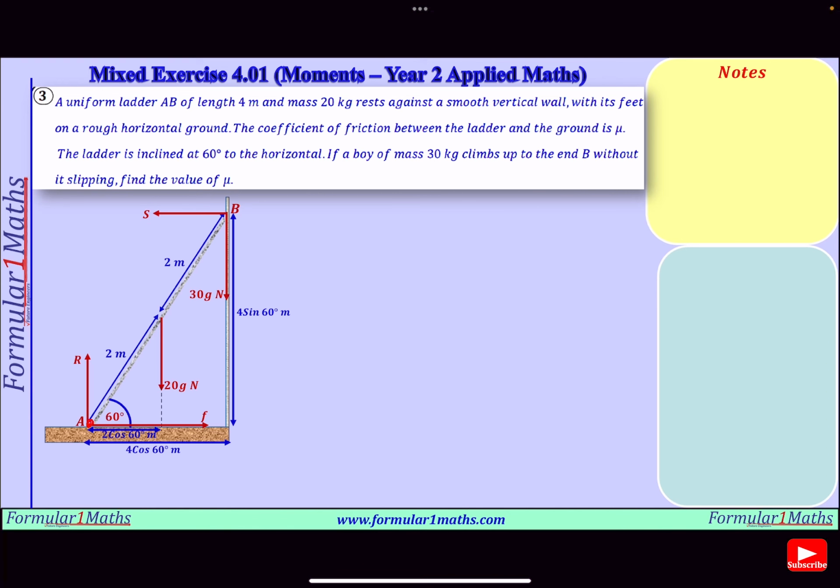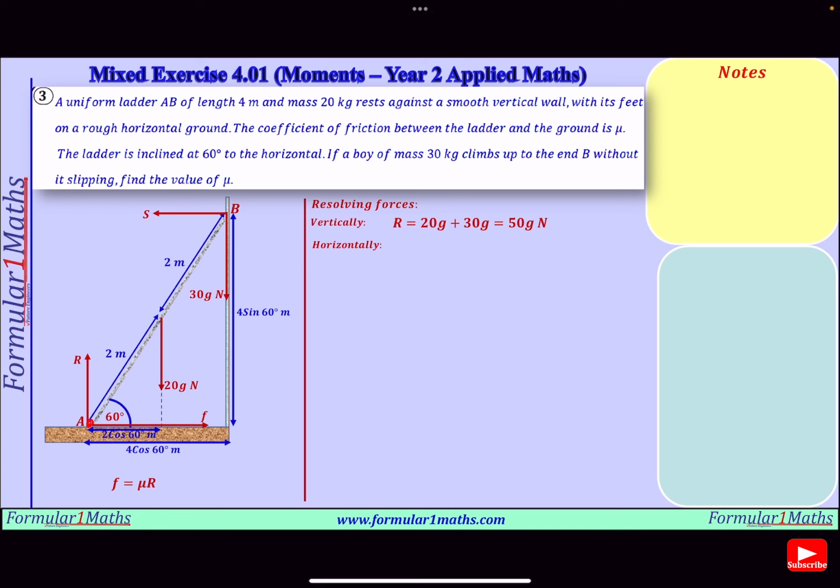Before we take moments, there are a few things I need you to take note of. First of all, the frictional force is equal to mu R, mu times R. We need also to resolve forces vertically and horizontally. The ladder is in equilibrium, so the vertical forces are R acting upwards, 20G acting downwards, and 30G acting downwards. Because the ladder is not moving up or down, total upward forces must be equal to total downward forces. That means R is equal to 20G plus 30G, which is equal to 50G.